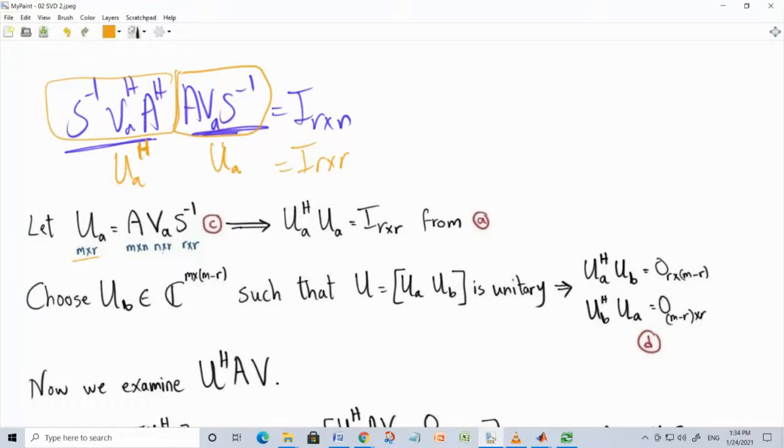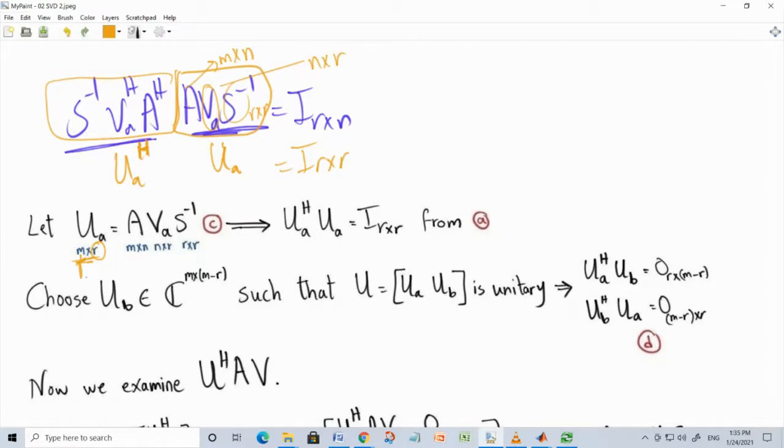Now we will complete the columns of matrix UA to obtain a square matrix that is unitary. From the dimensions, A is M by N, VA is N by R, S inverse is R by R, so UA is M by R. Those are R columns, and don't forget R is the rank of A, which is the rank of A Hermitian A. So this is R vectors living in the M-dimensional space.